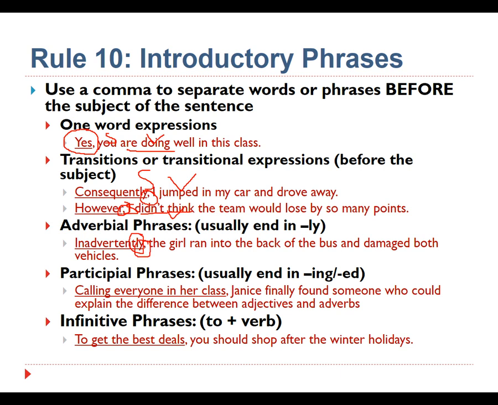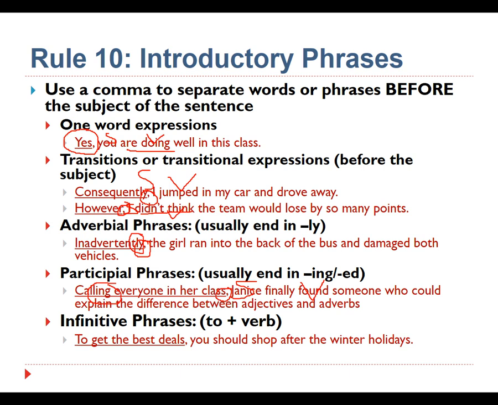Participial phrases that introduce a complete sentence also need commas after them. Remember, participial phrases often have the ing or ed ending. In the sentence, calling everyone in her class, Janice finally found someone who could explain the difference between adjectives and adverbs. The subject is Janice, the verb is found. Notice the first word of the participial phrase ends with ing, so it is an introducer and it needs a comma after it.